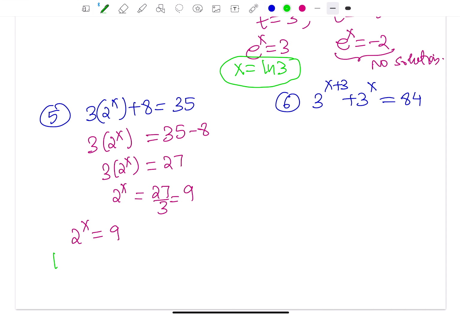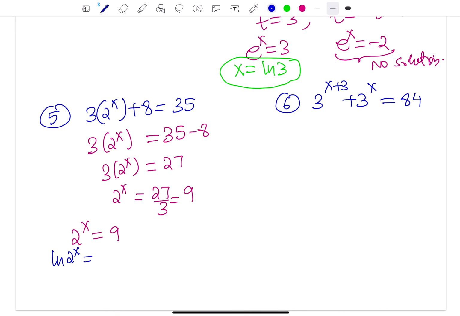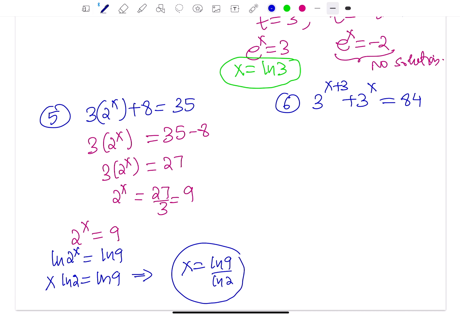At this point, we are going to go ahead and take log. Again, we could take log to the base 2, or log to the base 10. All of those are okay. So I'm going to show you all three here. If I take natural log of 2 to the power x, I'm going to be left with x times natural log of 2 equals natural log of 9, which leaves me with x equals natural log of 9 divided by natural log of 2.